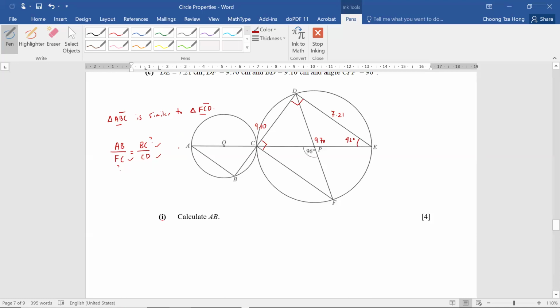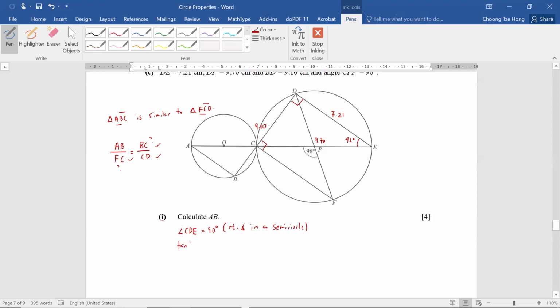Okay, so the first thing is to find the length CD, right? So I need to tell the examiner how come I can use trigo ratio. So I need to write down the angle CDE is a right angle in the semicircle. So let's start. Angle CDE equals 90 degrees. So this is a right angle in a semicircle. So now I can use the trigo ratio already.